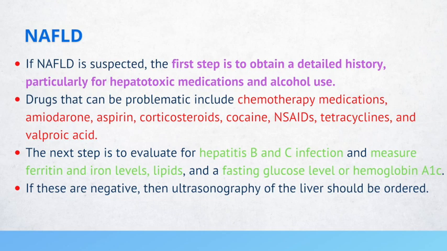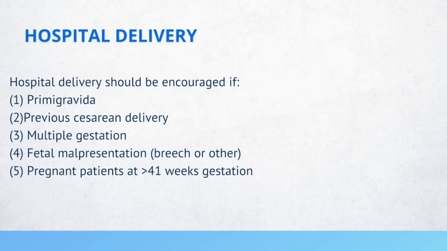So there are times when patients want to do home deliveries or home births, but there are certain scenarios where you need to encourage hospital deliveries. So if the patient is a primigravida, has had a previous cesarean delivery, multiple gestation, fetal malpresentation, or pregnant patients at greater than 41 weeks gestation, then definitely encourage a hospital delivery.